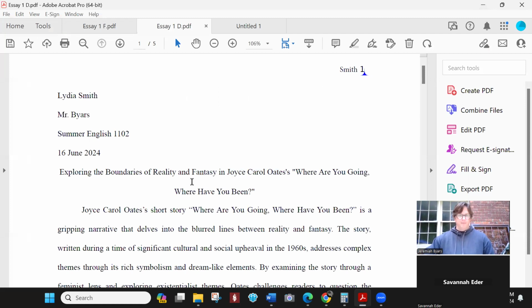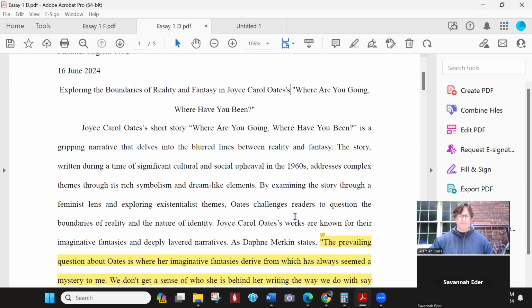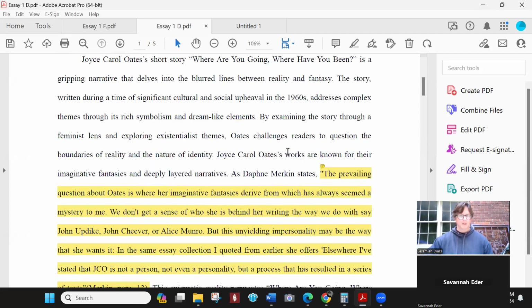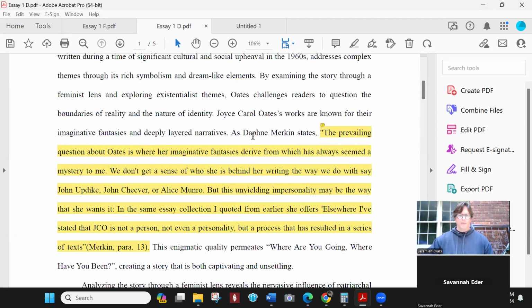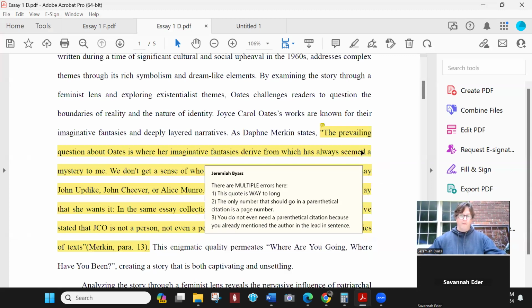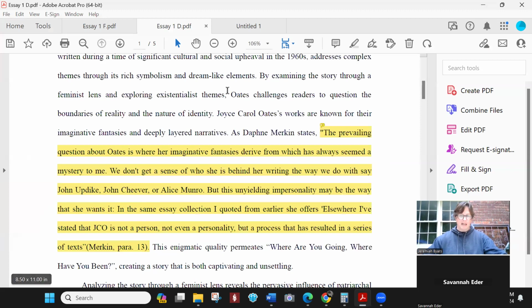Okay, so even though this paper is a D, they did that correct. So way to go. Let's talk about why it's a D though. Here, in the first paragraph, we have this long quote. As Daphne Merkin states, the prevailing question about Oates is where her imaginative fantasies derive from, which has always seemed a mystery to me. We don't get a sense of blah blah blah. Okay, 1, 2, 3, 4, 5, almost 6 lines.